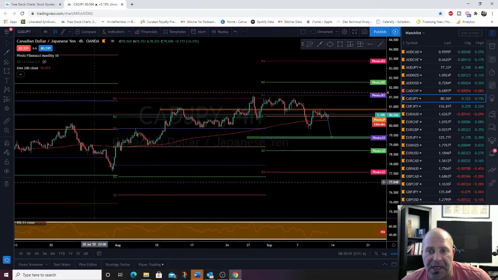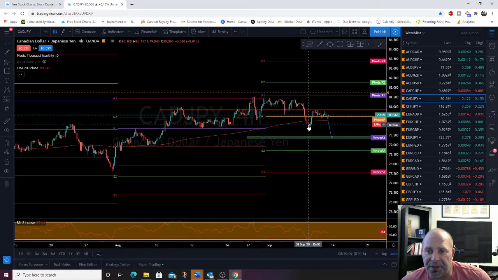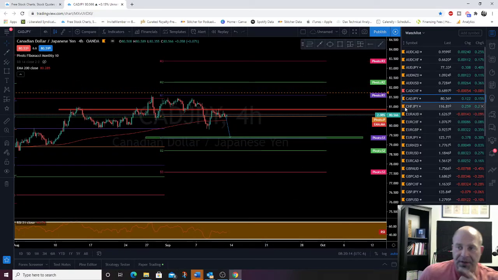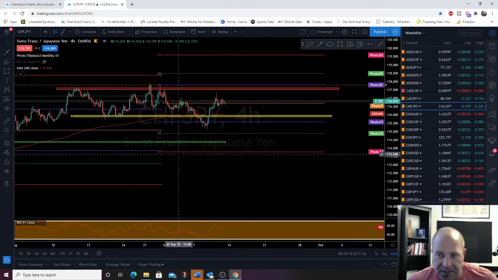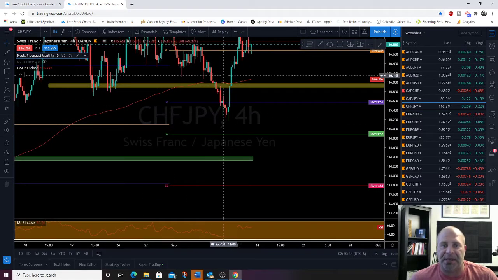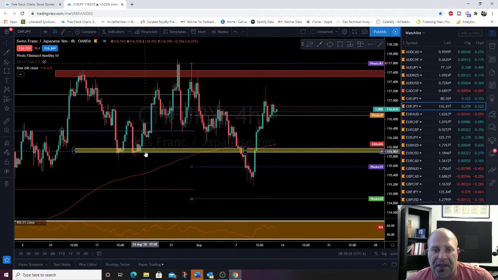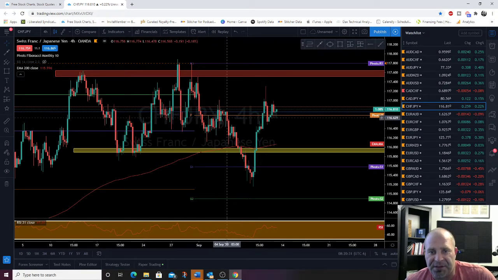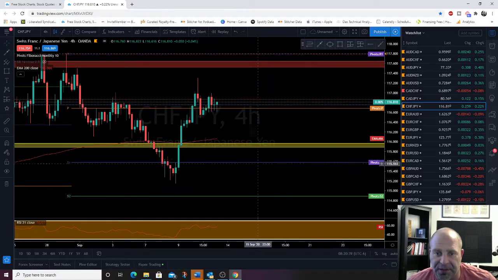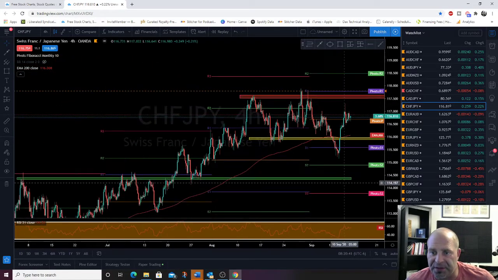Canadian dollar, JPY. We busted below the 200 period moving average, and we're hugging that monthly pivot so far here mid-month. Swiss franc, JPY. Well, we had a pretty good attempt at breaking the 200 EMA, and we've popped back up. A lot of these pairs took off from the monthly pivot and just got scared and came back, and they're kind of hugging that monthly pivot in between our bearish zone.